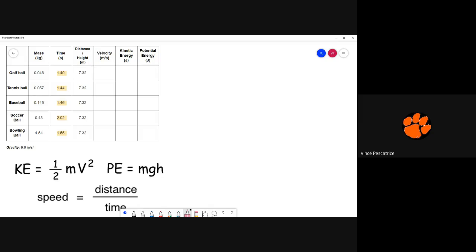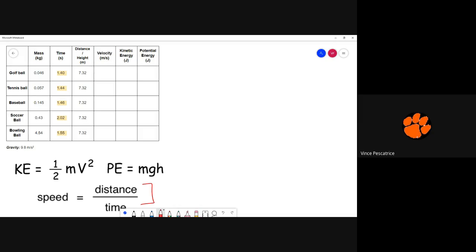For the velocity, that's what comes first. Velocity is also called speed. Speed or velocity is used to calculate the kinetic energy, but first we have to calculate it. We do that using this distance over time here. It's a really simple formula because it's the distance an object went and the time that it took to go that distance.